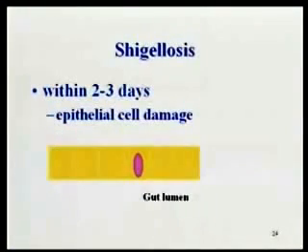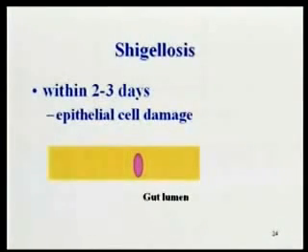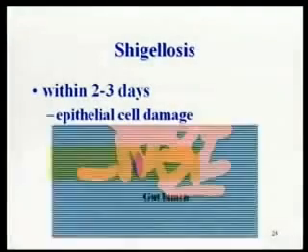Okay, so shigellosis, again, these little cartoons, this is the gut lumen. In this case, it has got into the epithelium. It has not got into the bloodstream proper or into the lymphatics. There's epithelial cell damage within 2 to 3 days. Now, this can go on for quite a while. This organism can reside there for quite a long time, weeks, but the epithelial damage occurs quite quickly, within a few days.